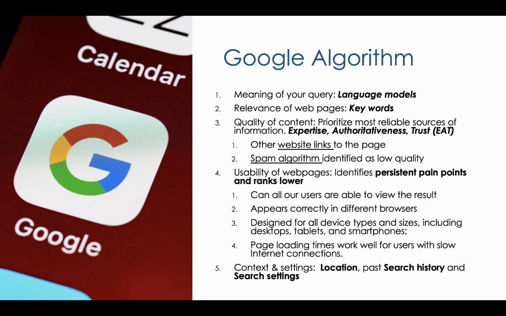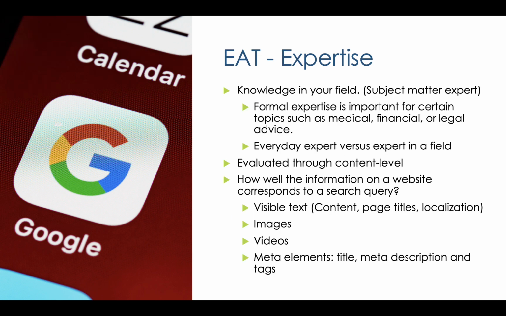And then it also looks at pain points on particular sites. For example, if you have errors or loading problems on your site, these things are going to take away from your ranking. And then obviously context and settings. So where are you? Are you global? Are you doing a local search? What is somebody's search history or search settings? So all of these 5 components make up a Google algorithm.